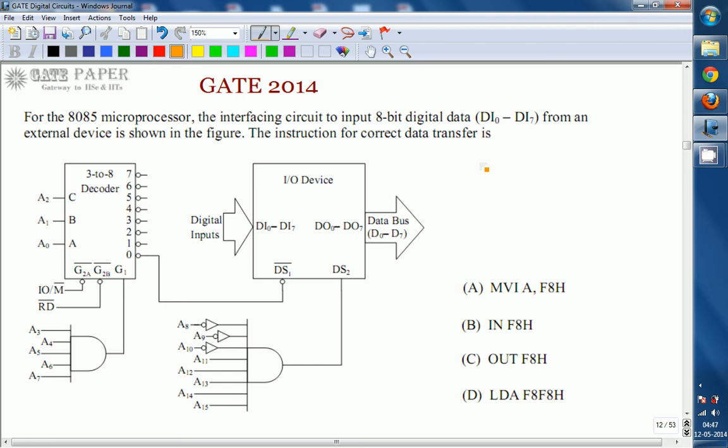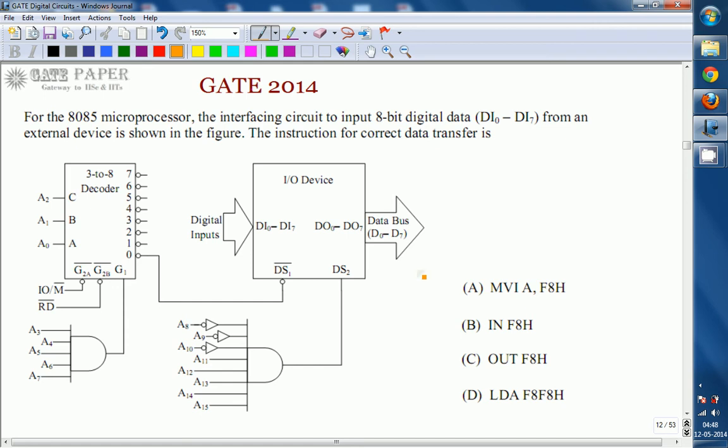A. Move immediate A, F8. B. IN F8. C. OUT F8. D. LDA F8 F8. So out of these four options, which can be the correct answer for the given question?